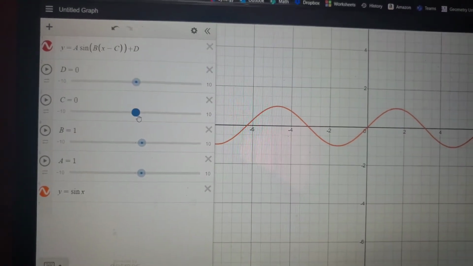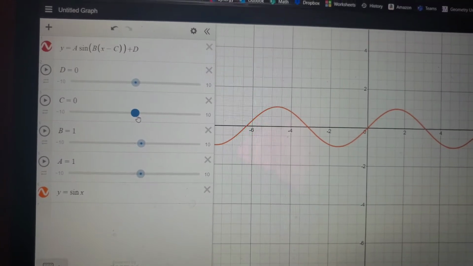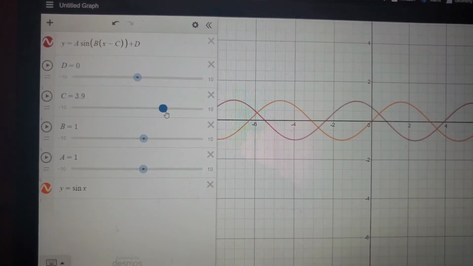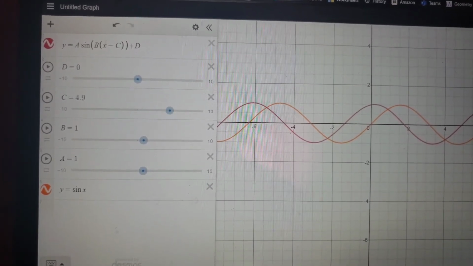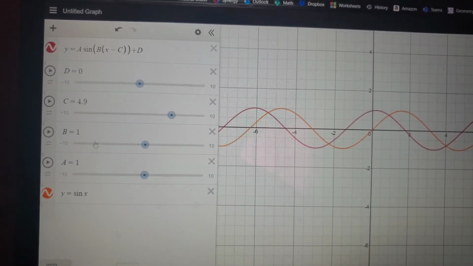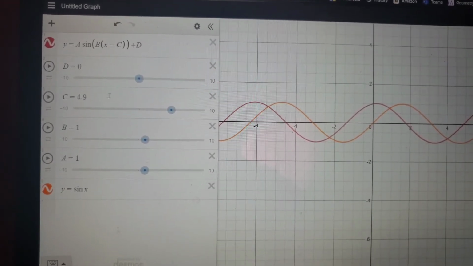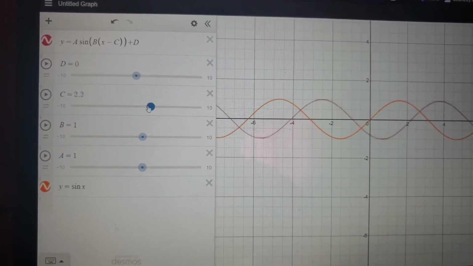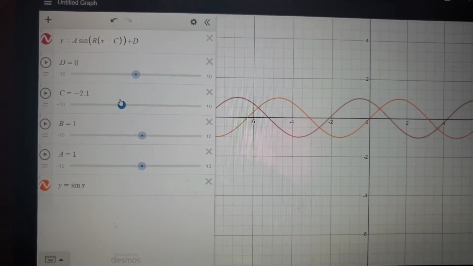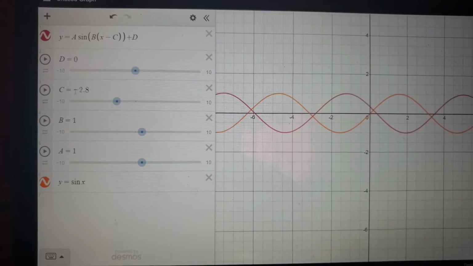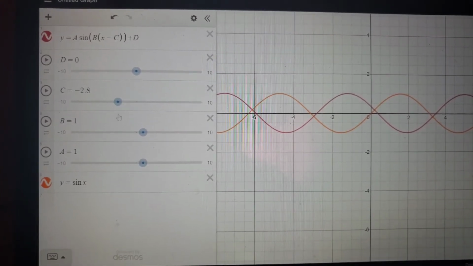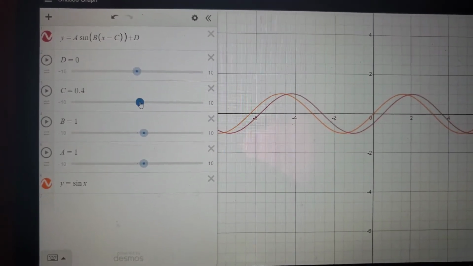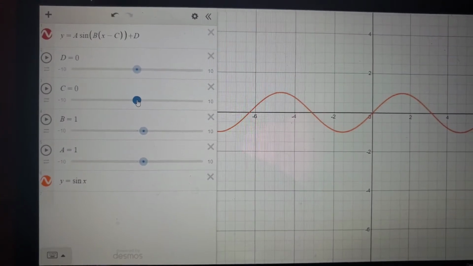Now C is my horizontal shift, so this should make my graph go left and right. If I make it positive, it goes to the right. Okay, but notice I am making it positive, but here in the equation this is negative. So when you write it in the equation, it'll be like negative 4.9. Put it here, it'll be negative 4.9. Okay, if you make it negative, then it's going to go to the left. But you see negative here and negative here, that will make it a positive C. Okay, that's what happens. You see the horizontal shift, there it is. Let's now put it back to 0.